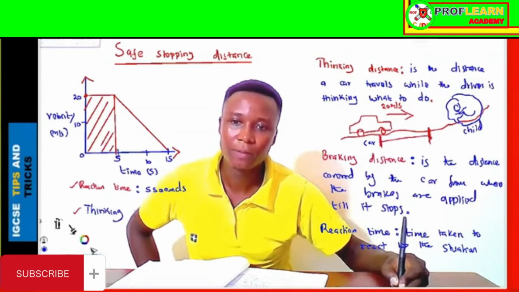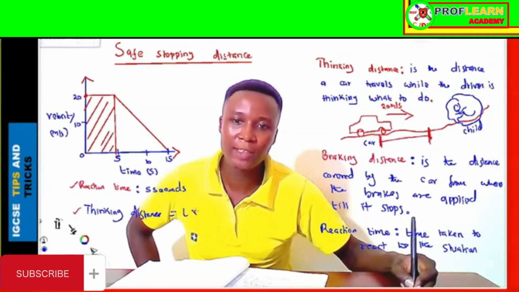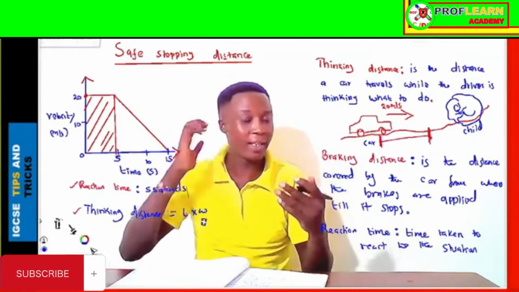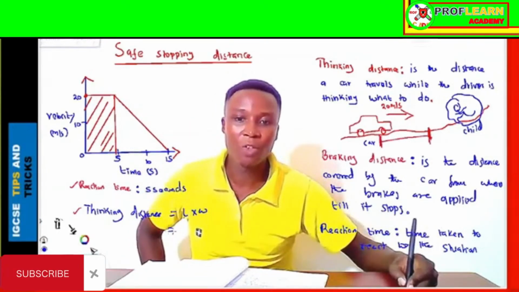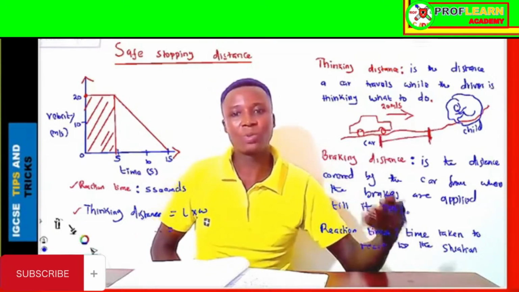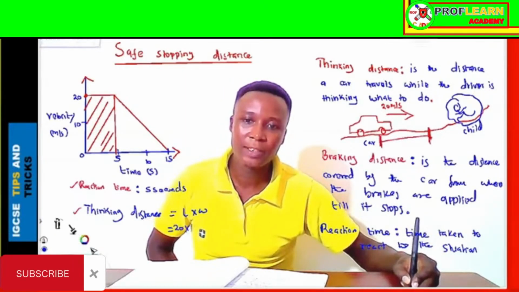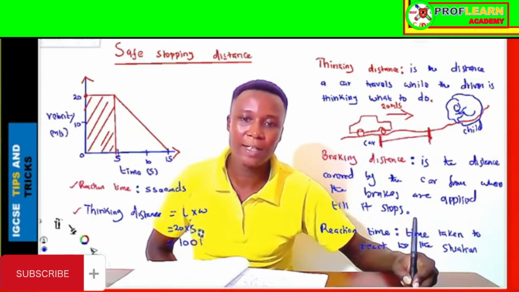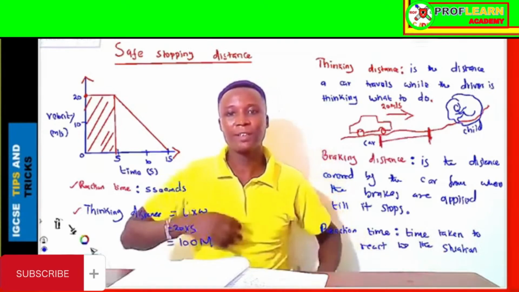Thinking distance is going to be equal to length times width. Because this shape is a rectangle, we can work it using the formula of a rectangle from the concept distance covered equals the area under the graph, and this is going to be 20 times 5, and thinking distance is going to be 100 meters. That's the thinking distance in this case.